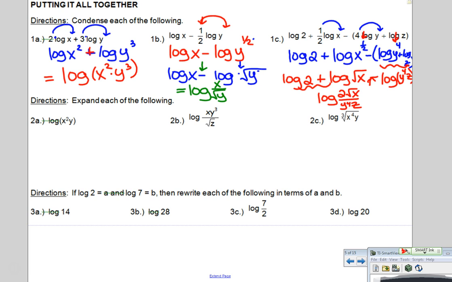So 2a, first off, when you're doing expansion, you don't want to do the power first. First, I have to separate that because the 2 goes only with the x. So if you put the 2 out here right now, you're saying that the 2 goes to both items, and it doesn't. So we're going to have to expand this first. They're being timesed, so I separate them out by adding. Then I'm going to take care of the power, and the power goes outside.